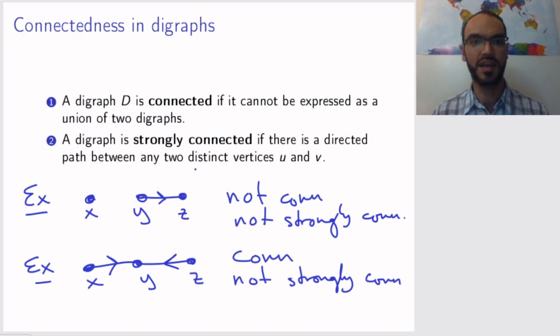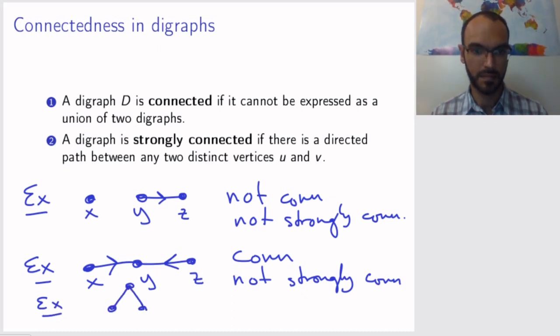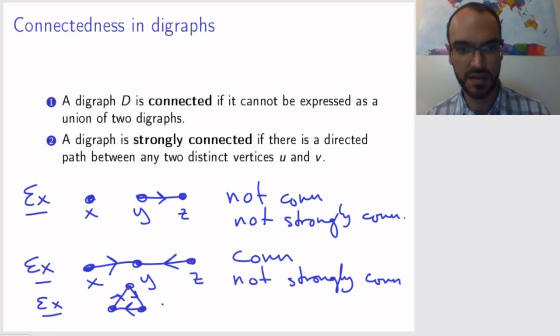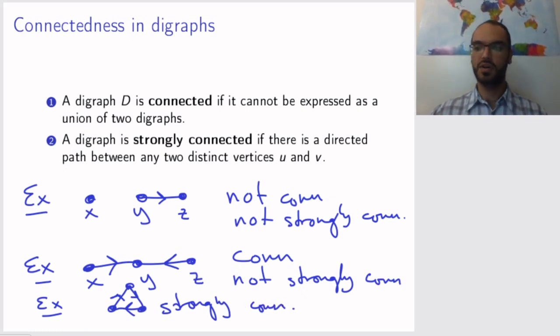You do not have a path in any direction you want between any two vertices you want. There is no path from x to z. There is no path from y to anywhere. Whereas, for example, this graph is strongly connected, because it's a roundabout, so I can always go around as many times as I want until I get to where I want to get.